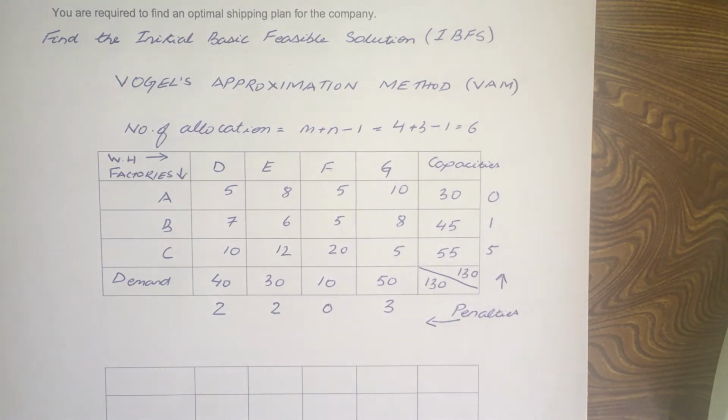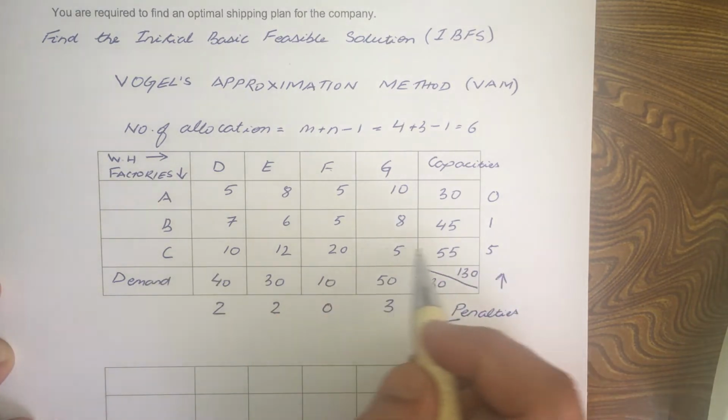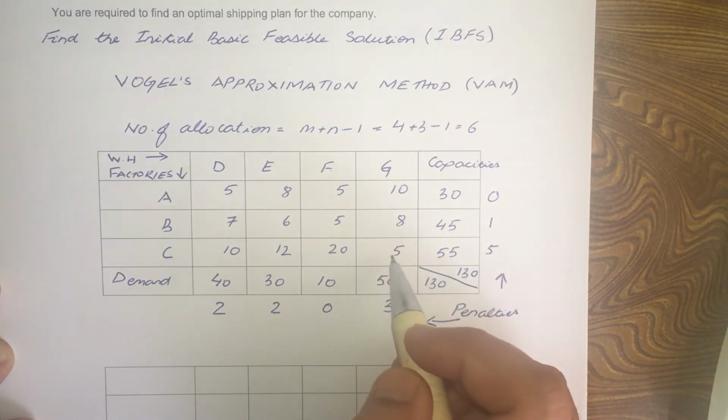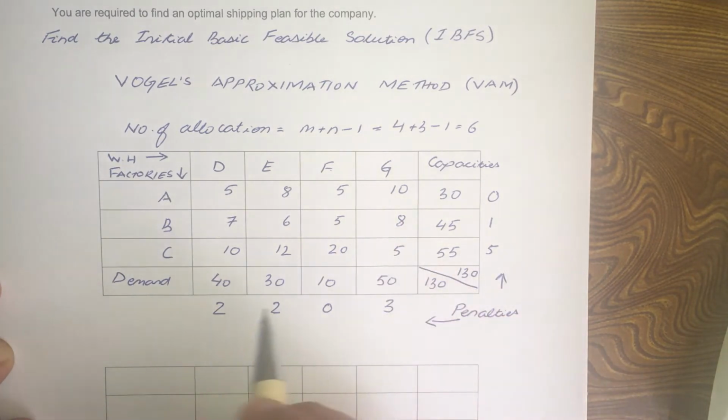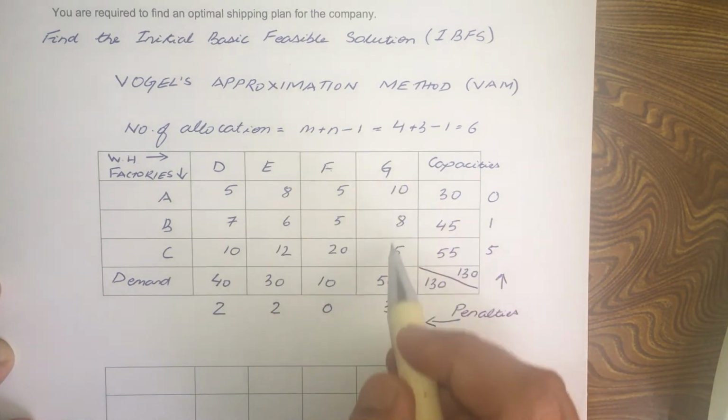So after finding out the penalties, the next step is to see which is the highest penalty from here. So which is the highest? The highest is 5. So what you do is, look at the column C, which is the cell that has the least cost? It is CG, cell CG.